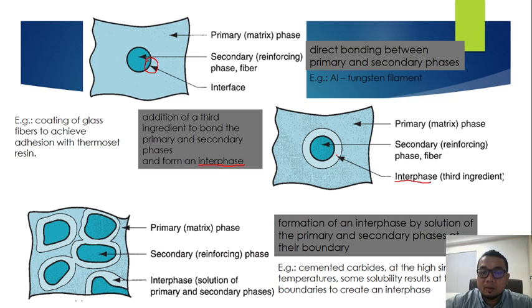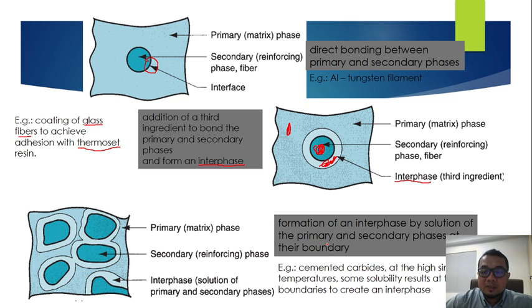Ini boleh tengok yang dekat biru muda ni, yang tengah ni. This one is antara fasa. Contohnya coating of glass fiber to achieve adhesion with thermoset resin. Maksudnya, ini thermoset kamu, which is your primary. Glass fiber adalah kamu punya reinforcement. This one is glass fiber. Dan dia coating dulu kamu punya glass fiber, baru dia gabungkan untuk hasilkan satu komposit.